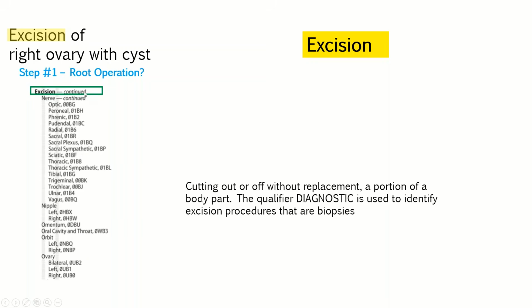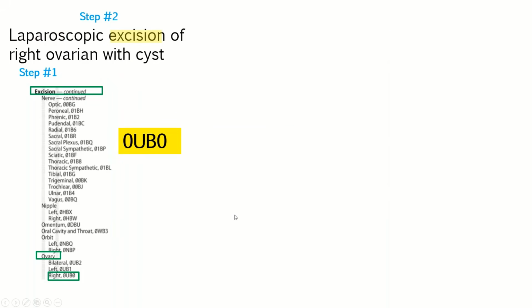The next thing we're going to look up will be your subterm, excision of what? Excision of your ovary, okay? And we have in our documentation excision of right ovary. So let's go below ovary, and there you have it. Boom, right ovary, 0UB0. All right, so we've got our 0UB0 code. It's our default code. So let's go and look it up.